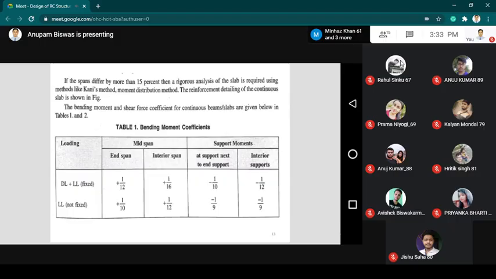method. So when the effective spans of the slab differ, the design of the slab becomes complicated because of the requirement of analysis to be done before we build the design. That is in terms of using Kani's method or the moment distribution method.